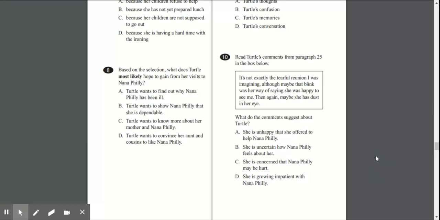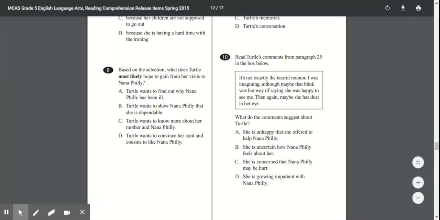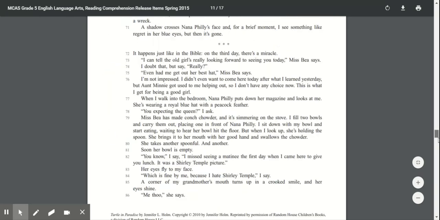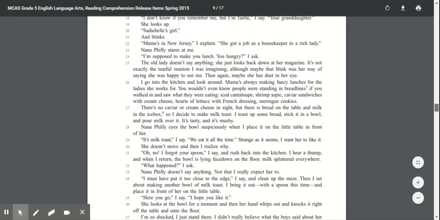So remember, you need to read the paragraphs before to understand. So let's scroll up a little bit. We're going back to paragraph 25. Make sure you're around that area. So the comments are right here.